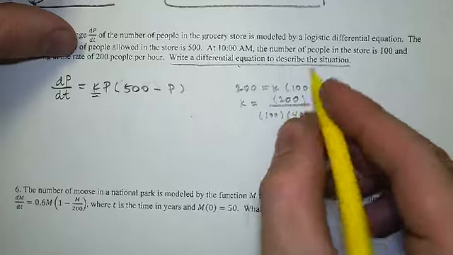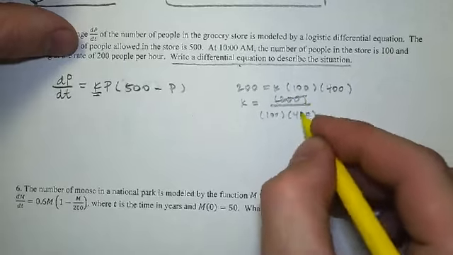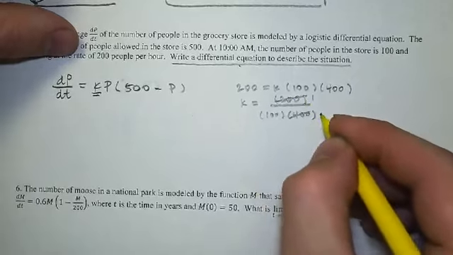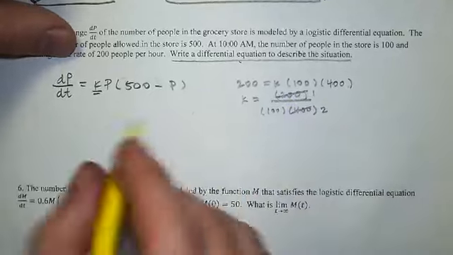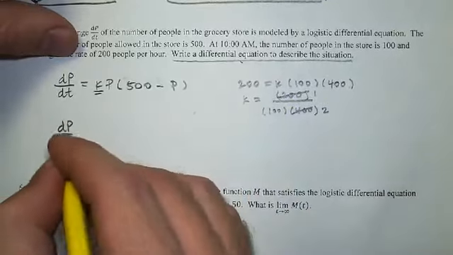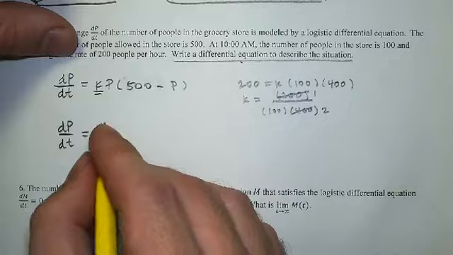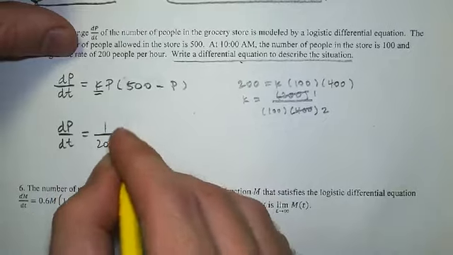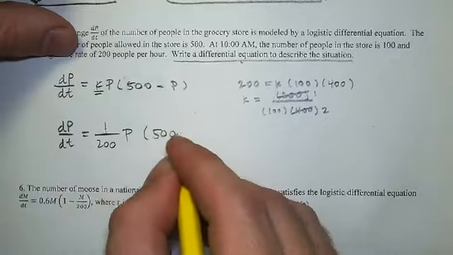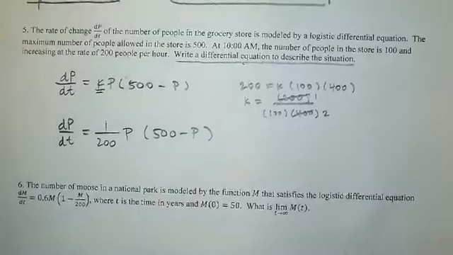And that is going to give me 1 over 200. Okay, so I've got dP/dt is 1/200th of P times 500 minus P. Okay.